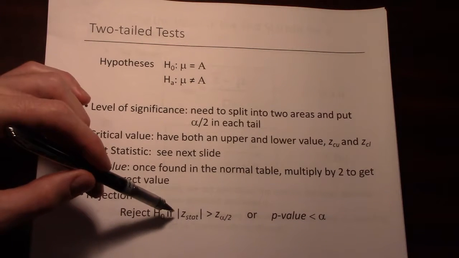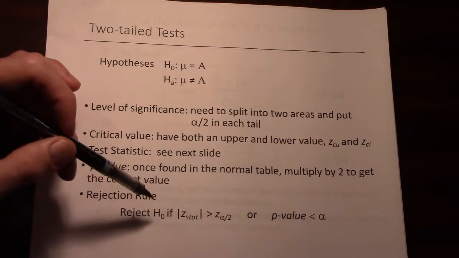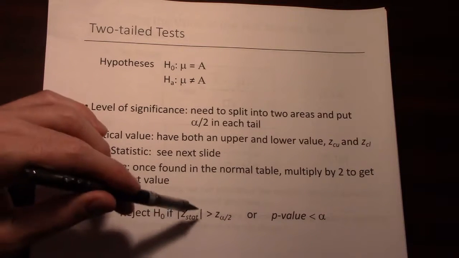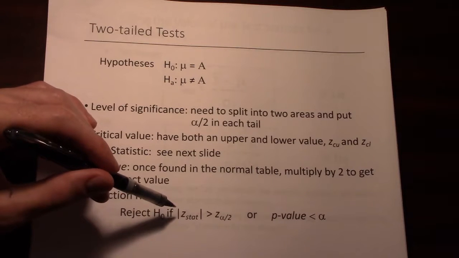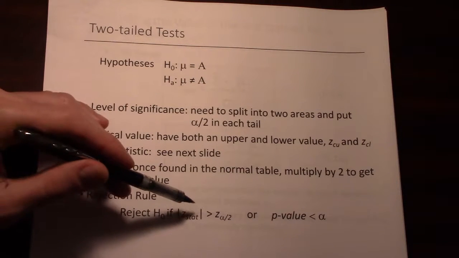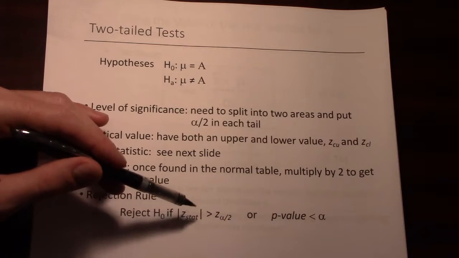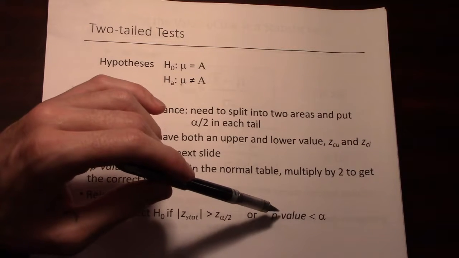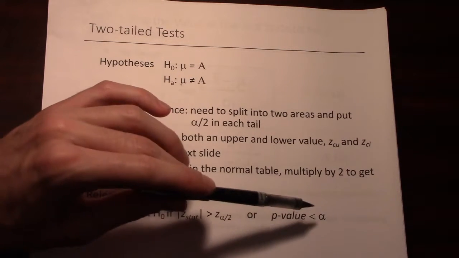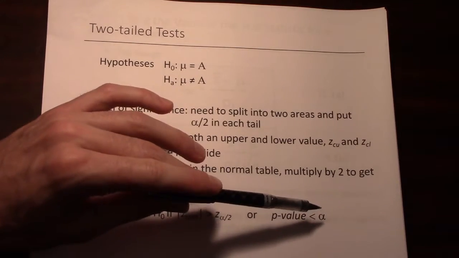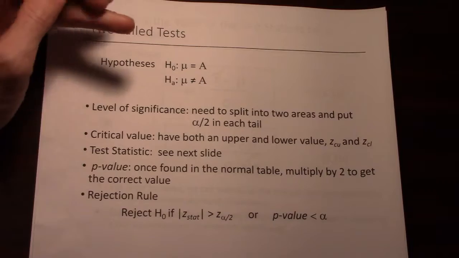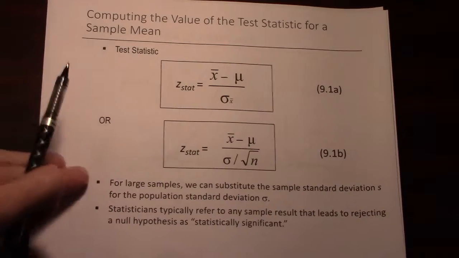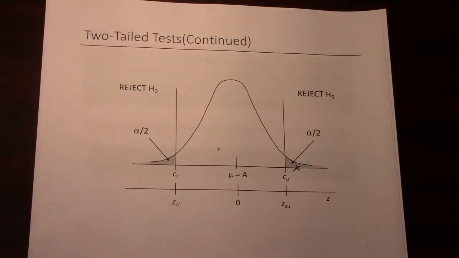Alright, is our z-stat more extreme than the positive and negative critical values? These two lines mean absolute value, so they're just saying, is it more extreme on the negative side, more extreme on the positive side? Absolute value just means the distance from 0. Or we use the p-value version. If the p-value, the exact probability of this test statistic, is less than our significance level, which was our threshold for unlikely, then we reject the null hypothesis. Alrighty. We already went over test statistic.